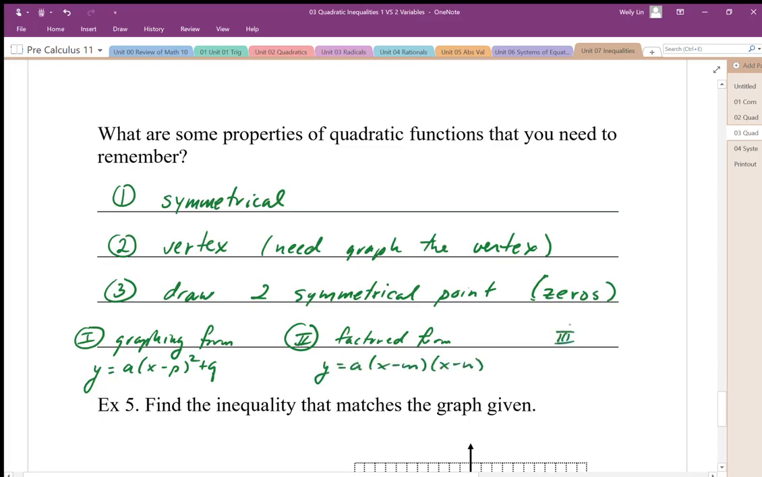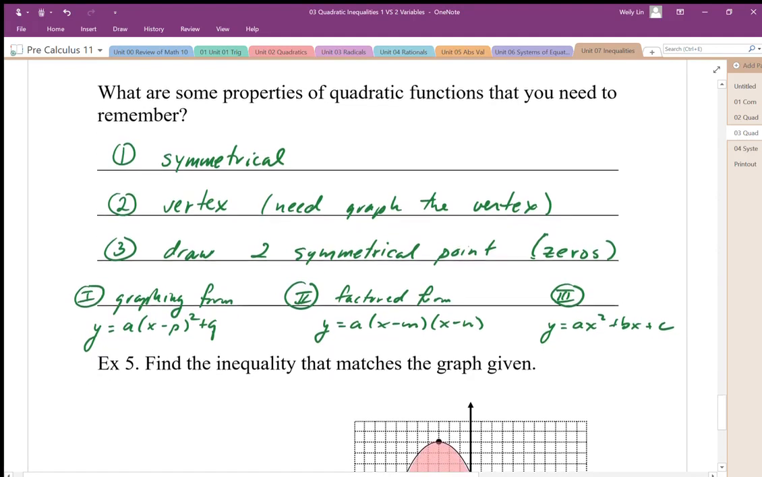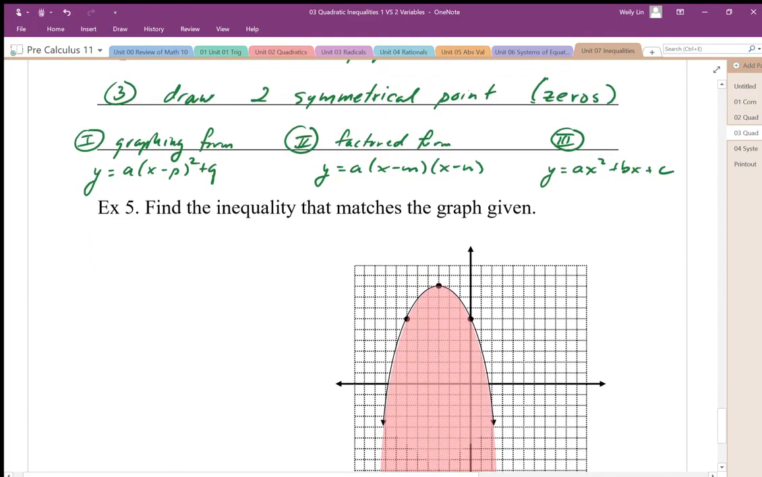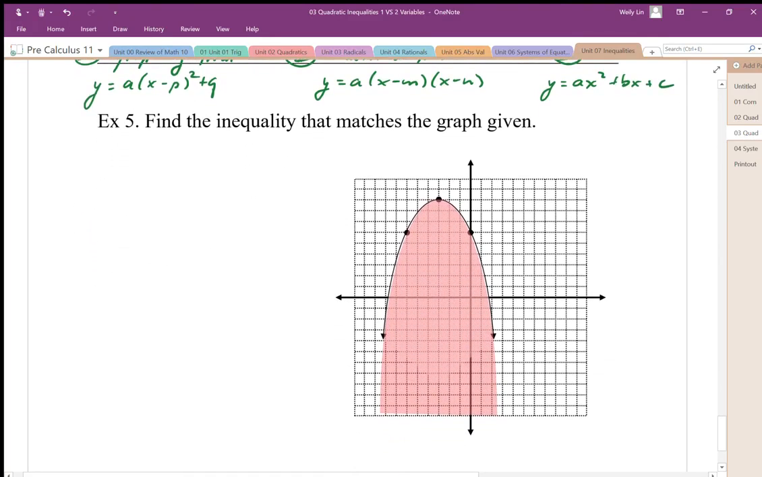The least useful, because it doesn't show symmetry, is the general form. There are ways to use the c value, the y-intercept, to generate symmetry if you know something called partial factoring, but that's not necessary. We can always complete the square or do something to find the vertex. Then going the other way around, we need to be able to come up with the equation of this parabola and then establish whether it's above or below.